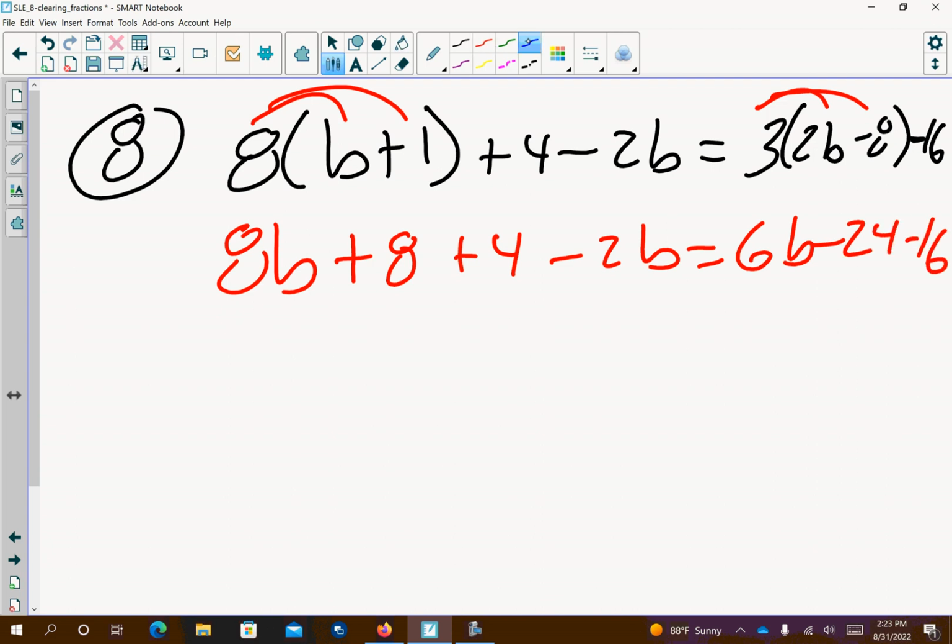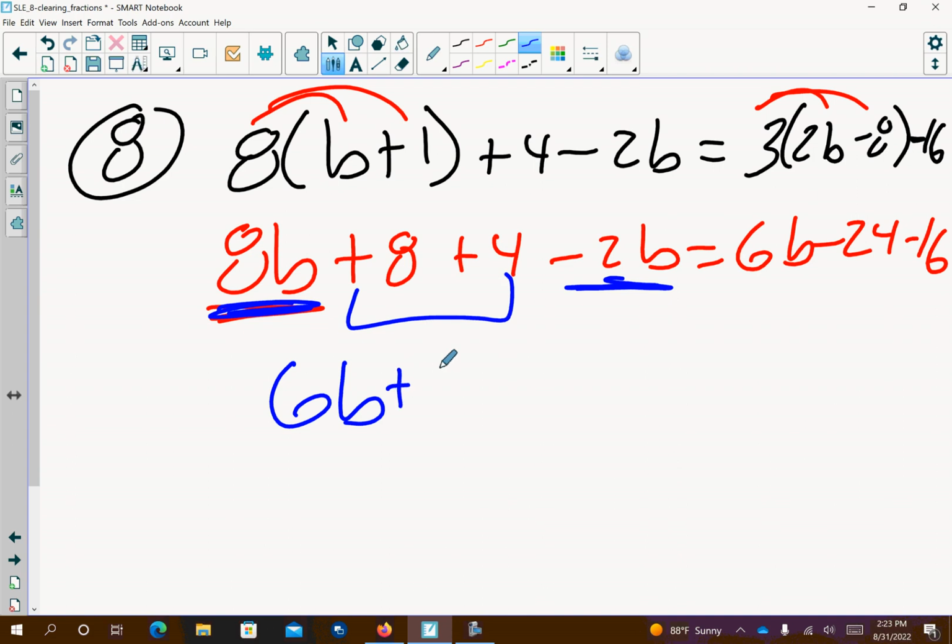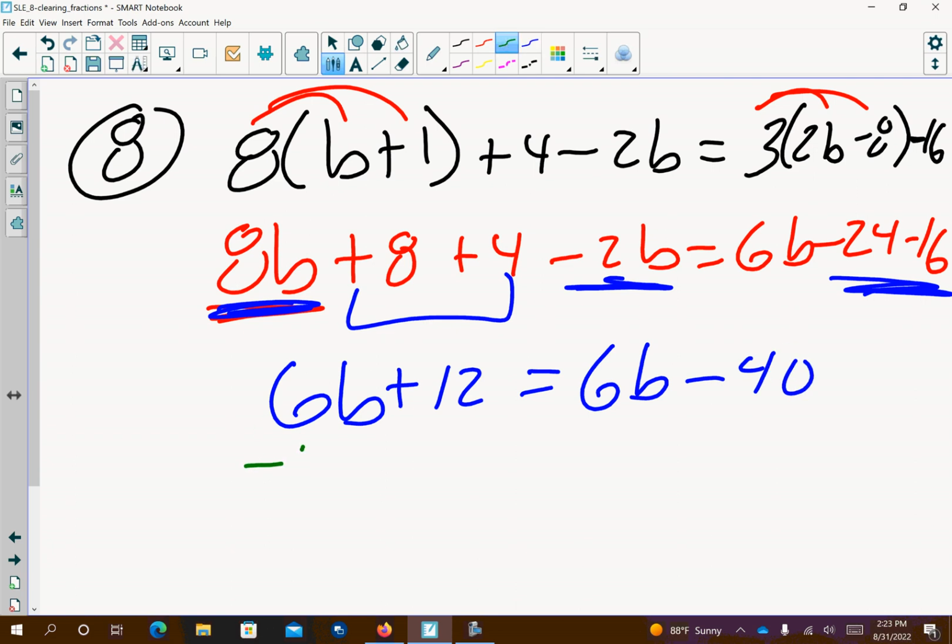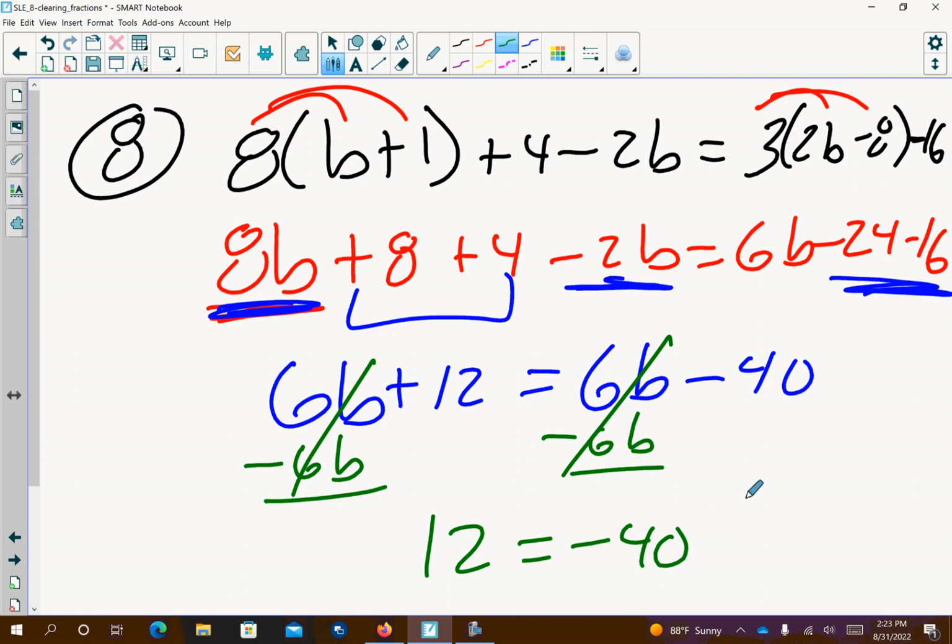We have a lot of like terms that we want to contend with. So I have 8b and negative 2b. That's going to give me 6b over here. Plus 12, because 8 and 4 added together is 12. On this side, I have those two, so I have 6b, and that looks like it's going to give me negative 40. So now watch what happens. If I subtract 6b from both sides, those go away, so I get 12 is equal to negative 40. 12 is not equal to negative 40. This is false. So this is no solution. How you represent no solution is a 0 with a diagonal slash through it.